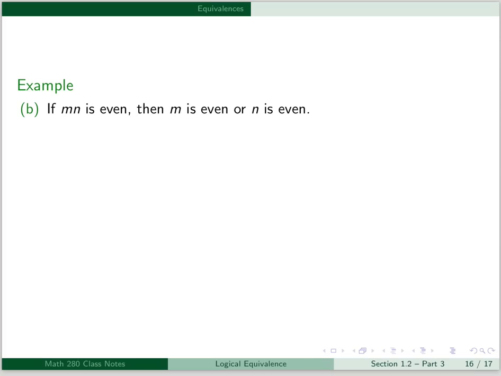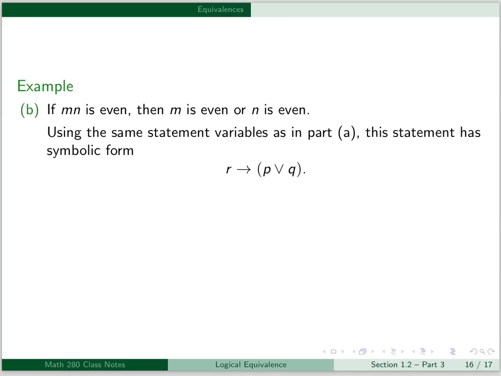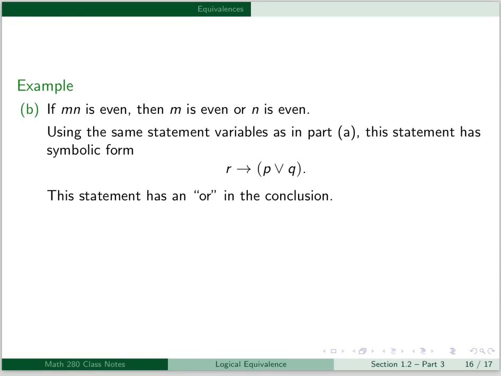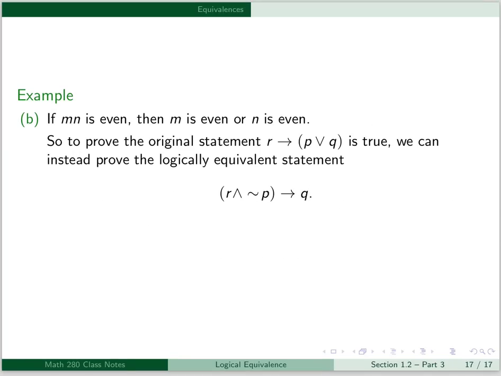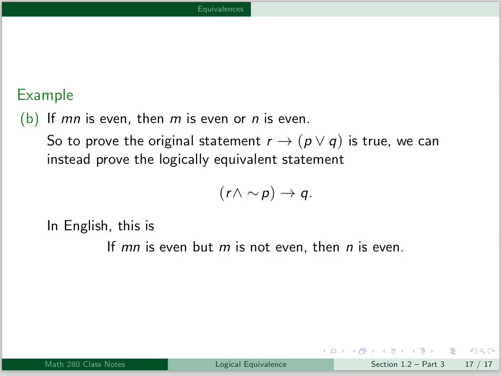For our next part, we have the statement, if m times n is even, then m is even or n is even. Using the same statement variables as in part A, this statement has symbolic form, R implies P or Q. This statement has an or in the conclusion. The equivalence in part O of the theorem includes a statement form that has an or in the conclusion. R implies P or Q is logically equivalent to R and not P implies Q. So to prove the original statement, R implies P or Q is true, we can instead prove the logically equivalent statement, R and not P implies Q. In English, this is, if m times n is even, but m is not even, then n is even.